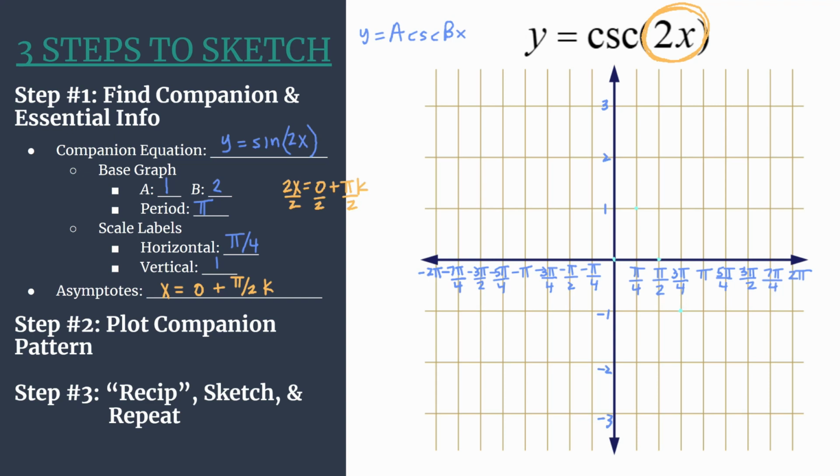All right, then we'll close that graph off. That point would represent the start of a new cycle. And you can see here is the graph of our companion graph. This is y equals sine 2x.